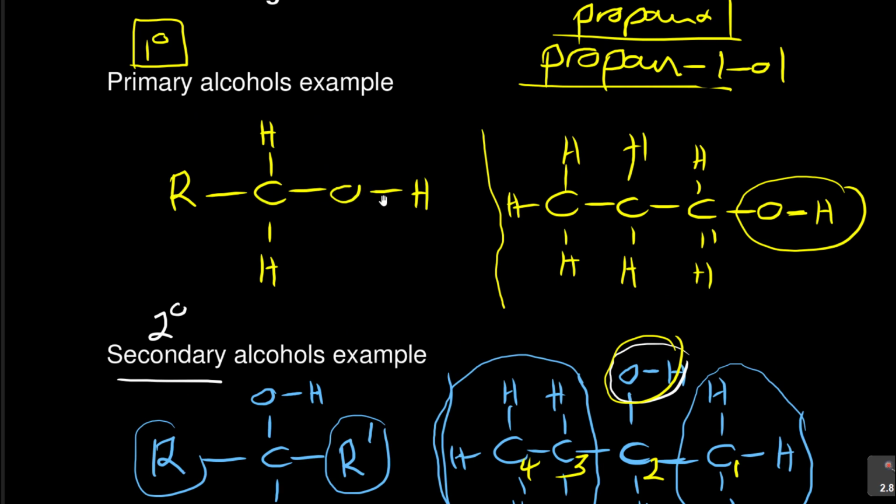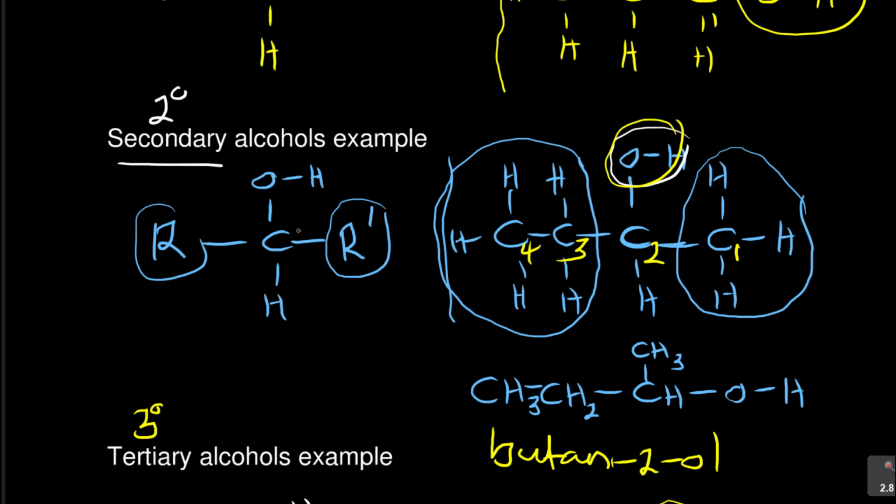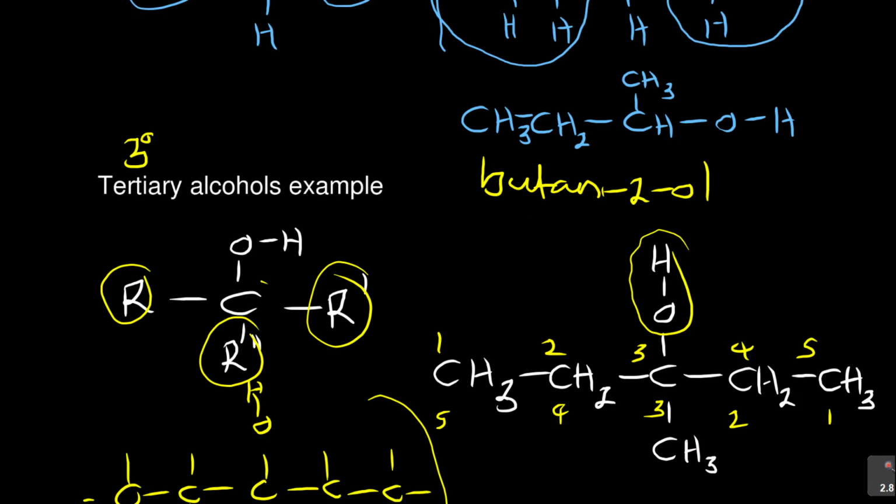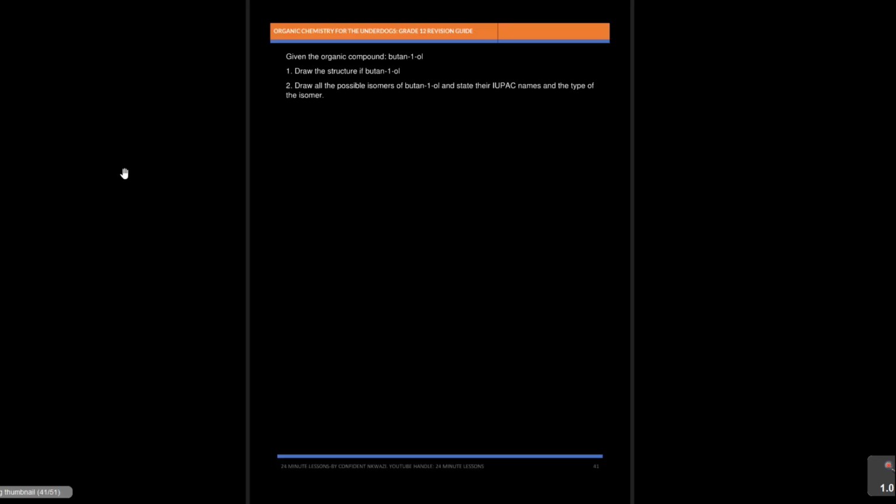So this is the carbon with the OH group. Look at this. The carbon with the OH group has got 1 in here. The carbon with the OH group has got 1, 2. That's why it's 2 degree, secondary. And the carbon with the OH group has got 1, 2, and 3 alkyl groups in that case. All right. So now let's look at a few examples of naming these.